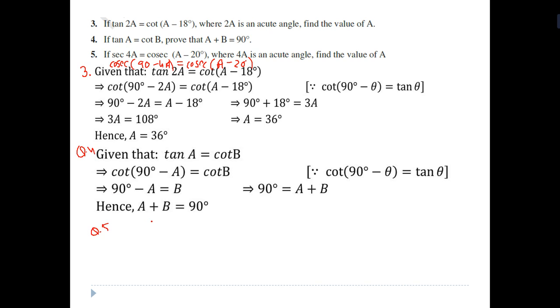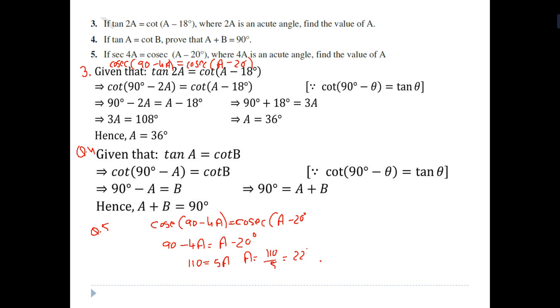Now, fifth sum. So, cosec (90 minus 4A) is equal to cosec (A minus 20 degrees). So 90 minus 4A is equal to A minus 20 degrees. So 110 is equal to 5A. So A is equal to 110 by 5, that is 22 degrees. That way we can get the answer.